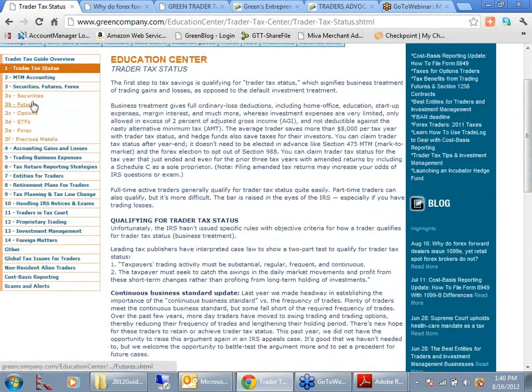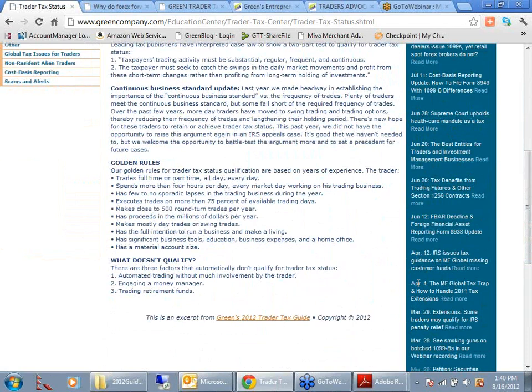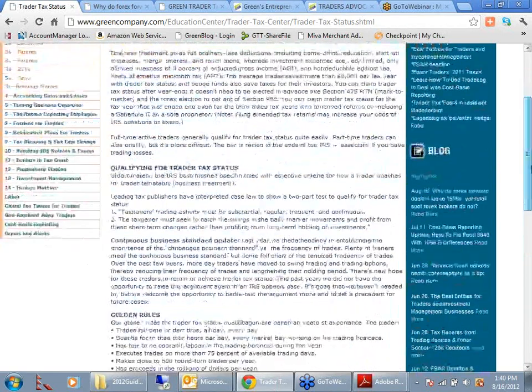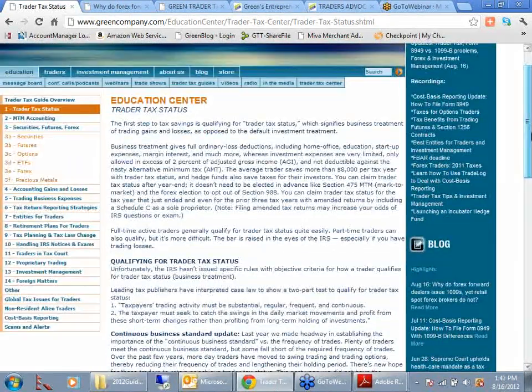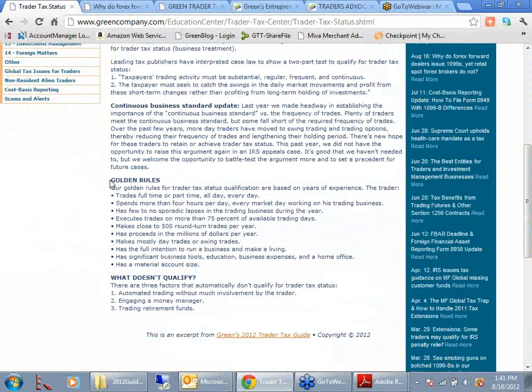And again, go back to the trader tax status section of the guide overview. Look at this and then go to the guide. And those who have the mics open, please don't type because we hear the keystrokes. I can always unmute your mic if you want. So see if you qualify. I'd like you to hit our golden rules.